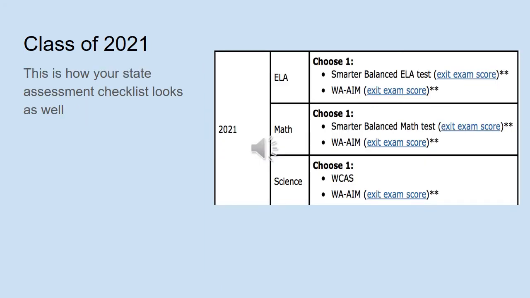For your graduating class, this is your state testing obligations. You must complete state testing in all three academic subject areas, including English language, math, and science.